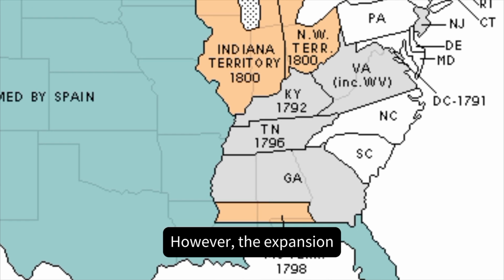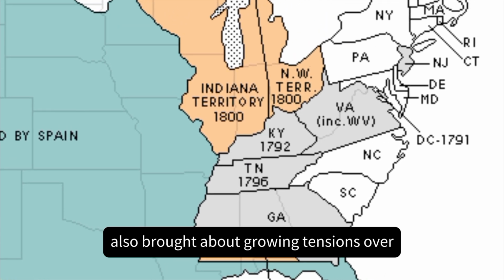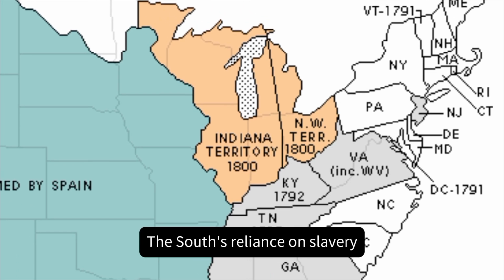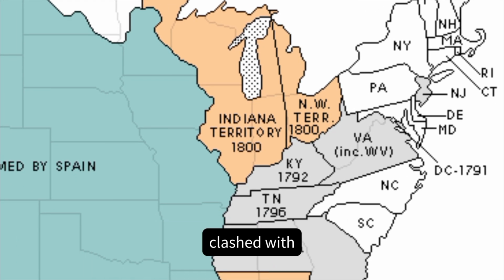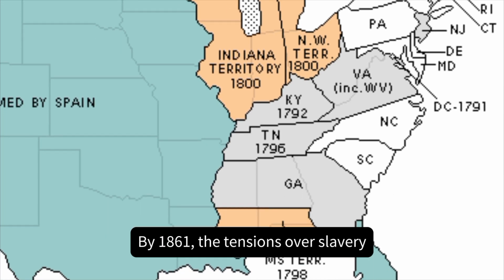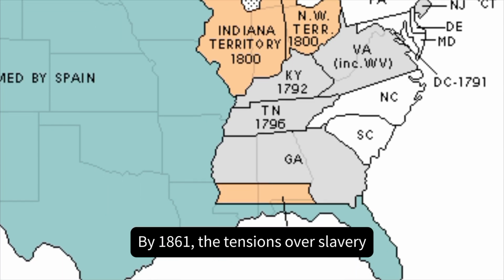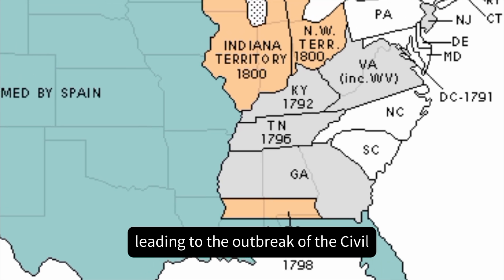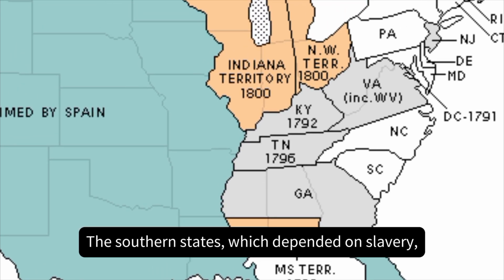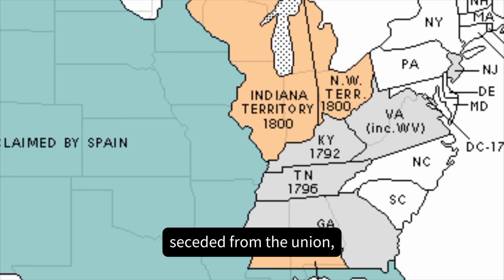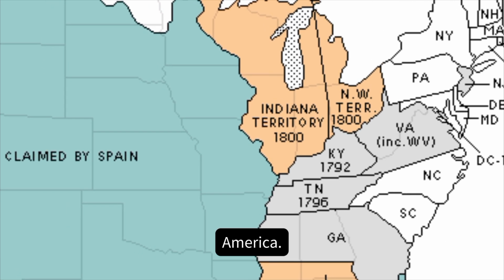However, the expansion also brought about growing tensions over the issue of slavery. The South's reliance on slavery for its agricultural economy clashed with the growing abolitionist movement in the North. By 1861, the tensions over slavery and states' rights reached a boiling point, leading to the outbreak of the Civil War. The Southern states, which depended on slavery, seceded from the Union, forming the Confederate States of America.